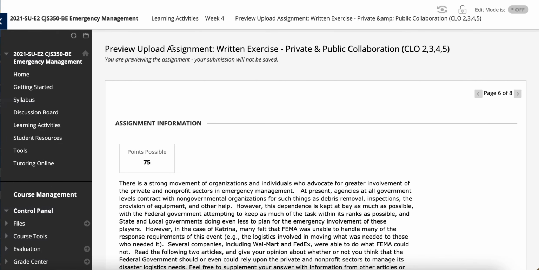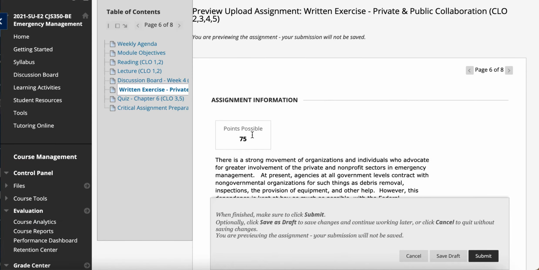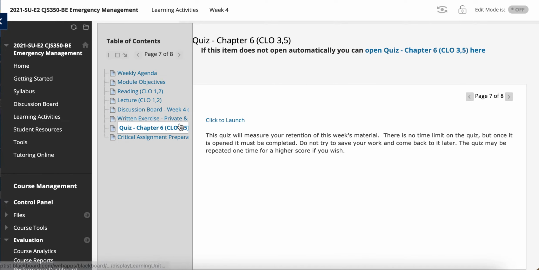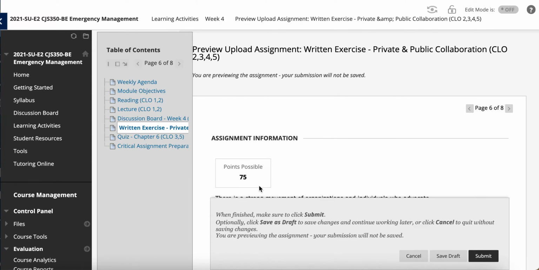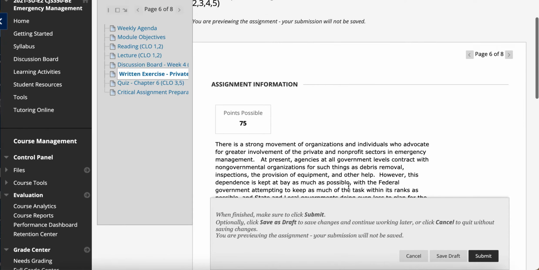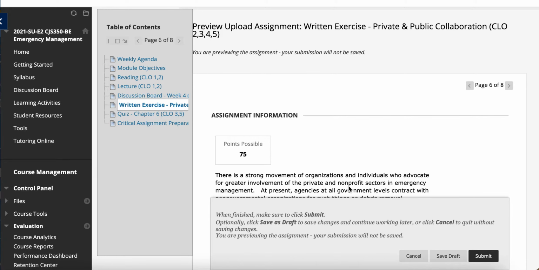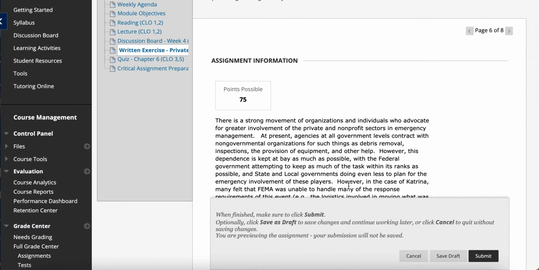The next assignment that we have is going to be our second larger written assignment that we've dived into so far in this course. For this course, it's going to be the private and public collaboration.